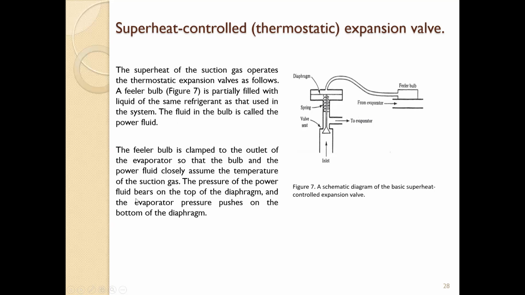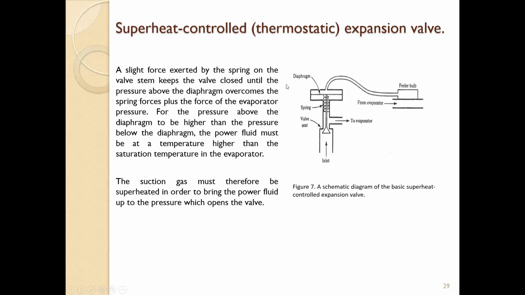So the pressure of the power fluid bears on the top of the diaphragm and the evaporator pressure pushes on the bottom of the diaphragm. So a slight force exerted by the spring on the valve stem keeps the valve closed until the pressure above the diaphragm overcomes the spring force plus the force of the evaporator pressure. For the pressure above the diaphragm to be higher than the pressure below the diaphragm, the power fluid must be at a temperature higher than the saturation temperature in the evaporator. So the suction gas must therefore be superheated in order to bring the power fluid up to the pressure which opens the valve.